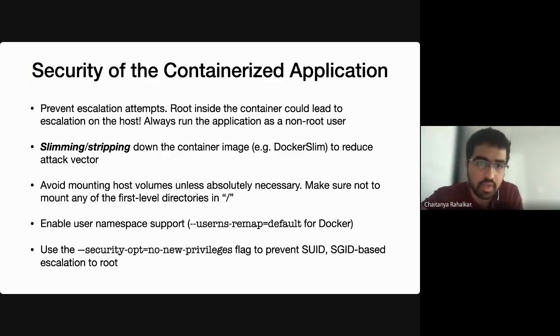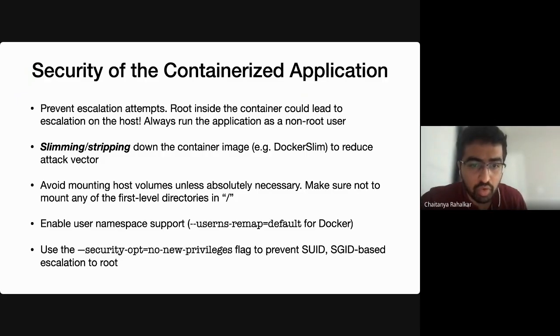The second tip for security of containerized applications would be to prevent any kind of escalation attempts. So always run your application as a non-root user and slim or strip down the container image to completely reduce the attack vector. So if you're using a Debian image with Apache, there's no need to have Nginx or any kind of other service running on the container.